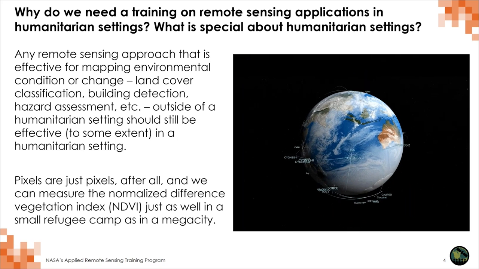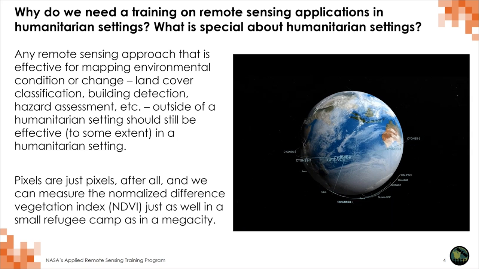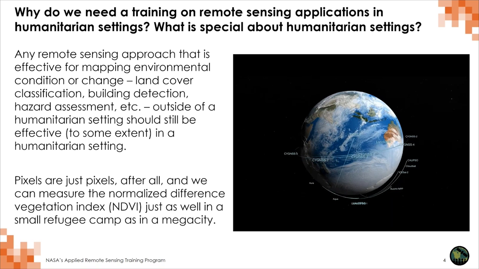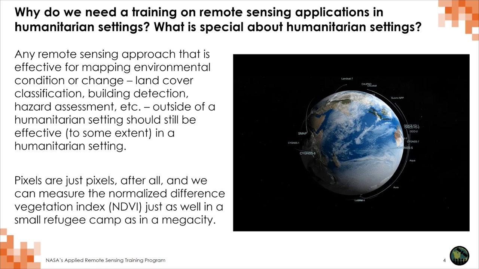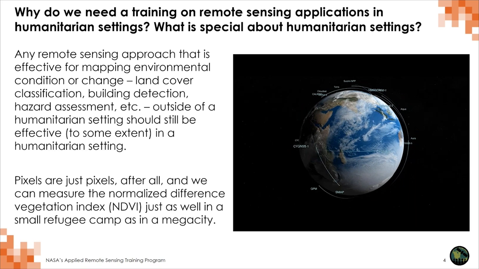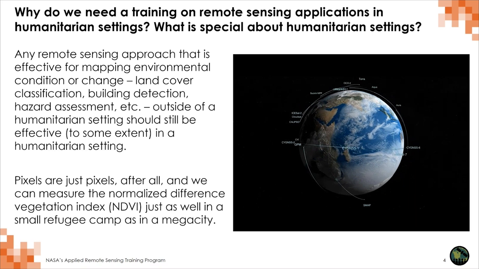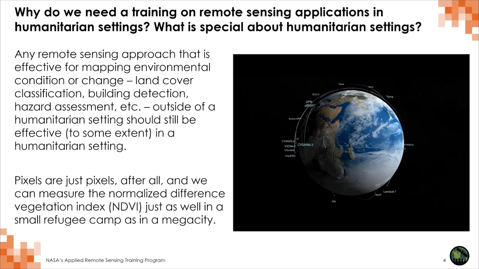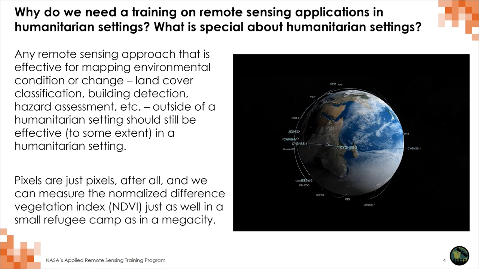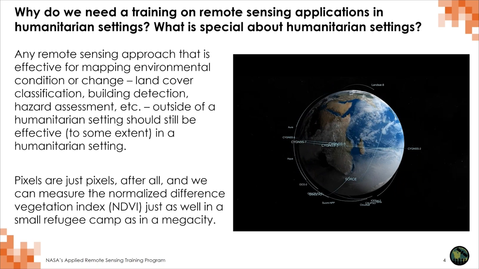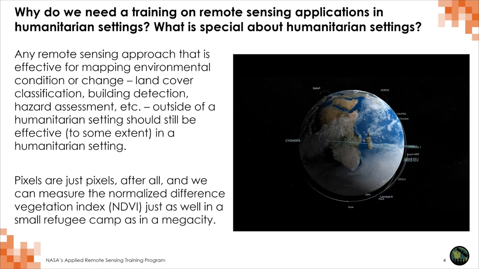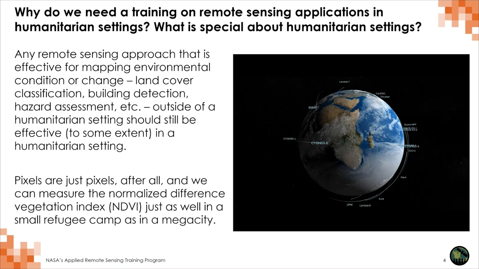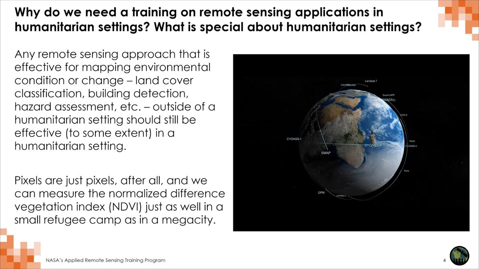That's a good question. Any remote sensing approach that is useful for mapping environmental condition or change, and there we're talking about land cover classification, building detection, hazard assessments, could be relevant in a humanitarian setting. Really, they should be. There's no reason why environmental condition or change would be inherently undetectable just because it's a humanitarian setting. It's not that different from traditional policy evaluation or SDG assessments, and other things that ARSET trainings have been developed for.